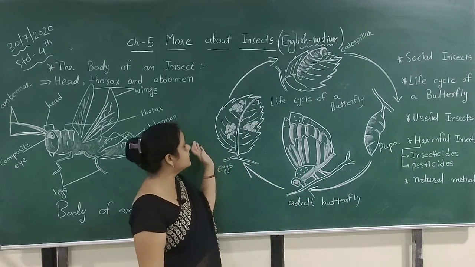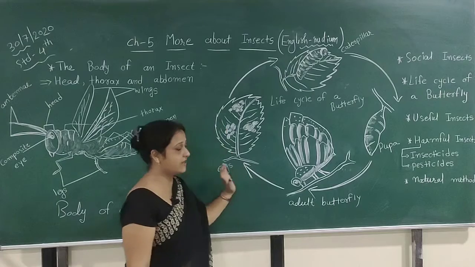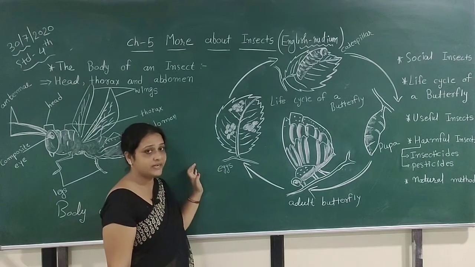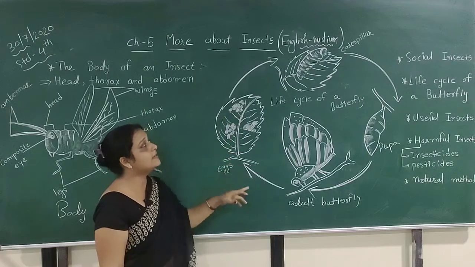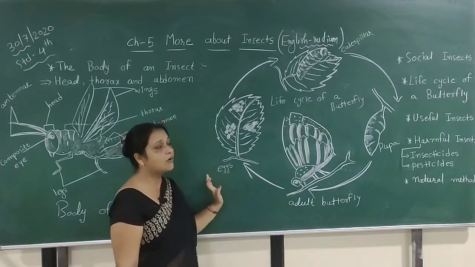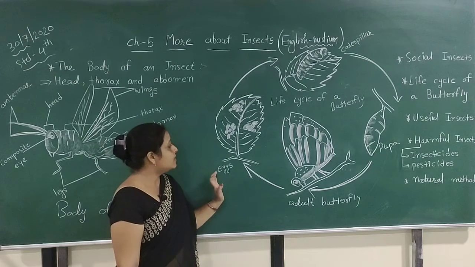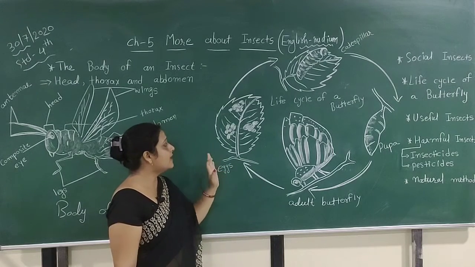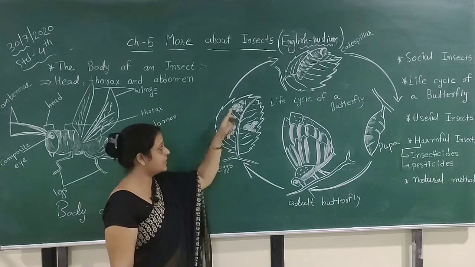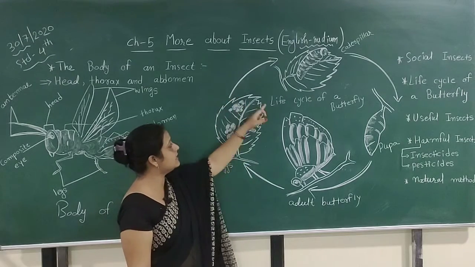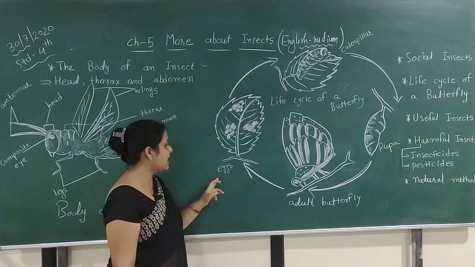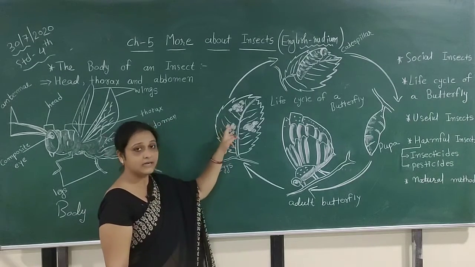Then we can see here the life cycle of a butterfly. This is the structure of the life cycle of a butterfly. You can see here the different steps. First, the butterfly lays its eggs on the leaf. You can see here is the leaf, and they lay their eggs on the leaf.